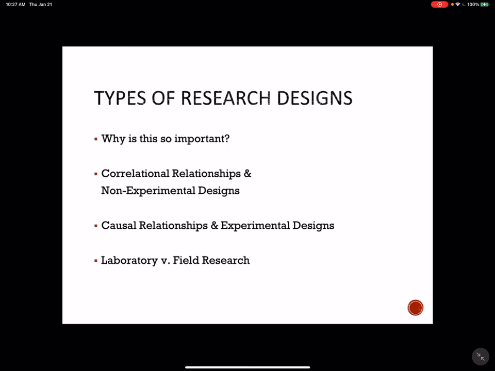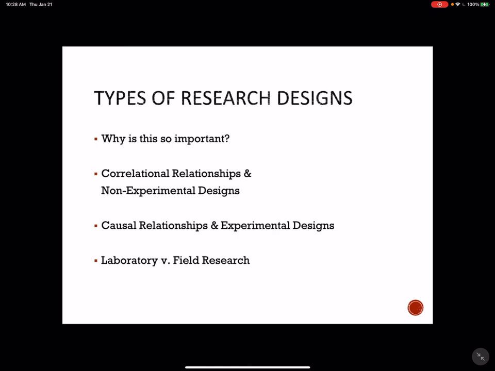So the types of research designs, what I'm going to talk about today is first I'm going to talk about why this is so important. I'm going to give you some grounding in the purpose of why we have different research designs. Then I'm going to talk about the two main categories of designs. The first category is correlational relationships, also known as non-experimental designs. And the second category is causal relationships, also known as experimental designs. So correlational versus causational, and non-experimental versus experimental.